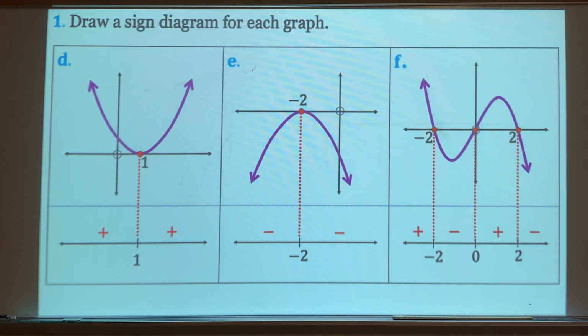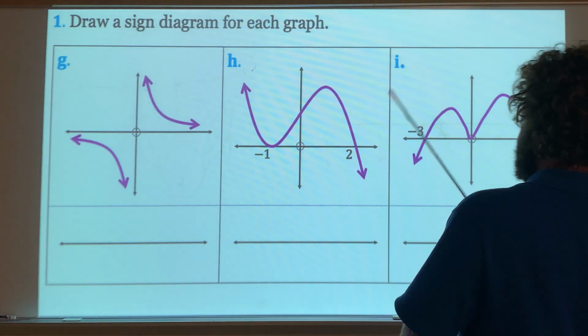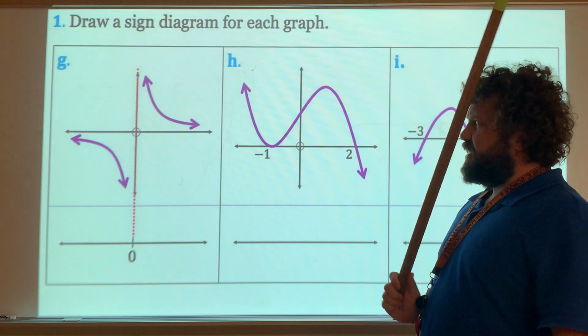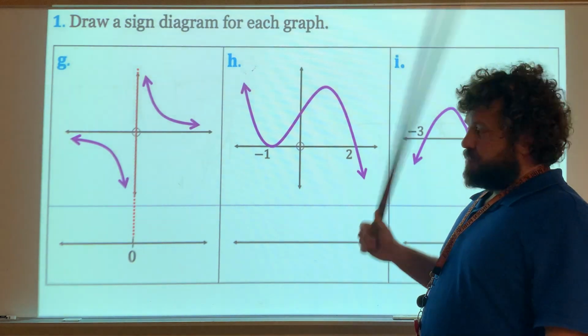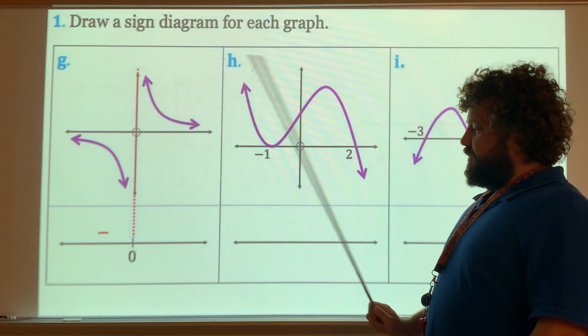Next set of problems. GHI. Ready? No 0 here, but there is an asymptote at 0. This is an undefined piece. Everything to the left is negative. Everything to the right is positive.